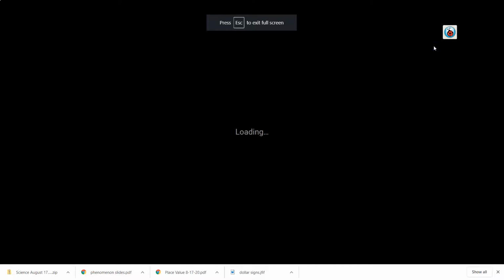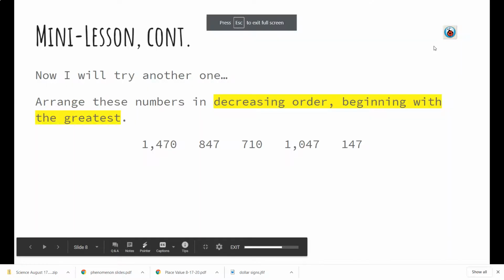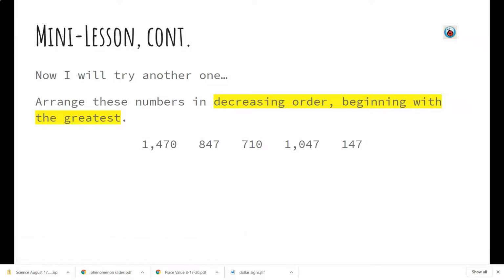Okay, so I'm going to write these numbers down. 1,470, 847, 710, 1,047, and 147. Now I'm going to look at the directions, and I highlighted again what it's asking me to help you notice, to pay attention. Put these in decreasing order.